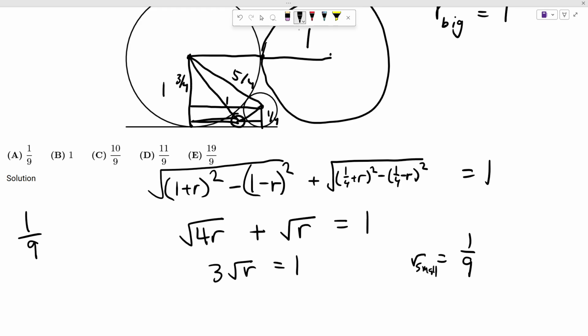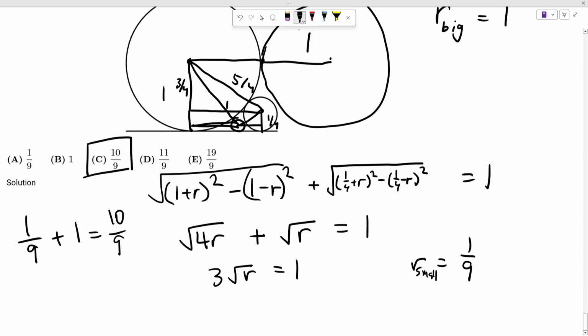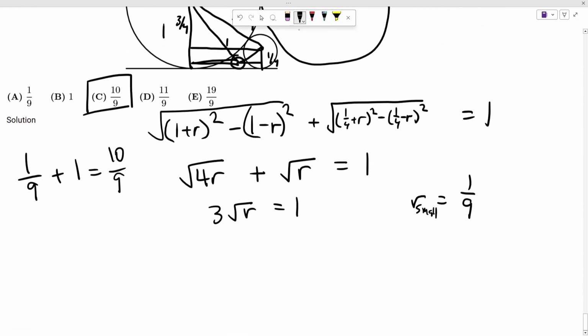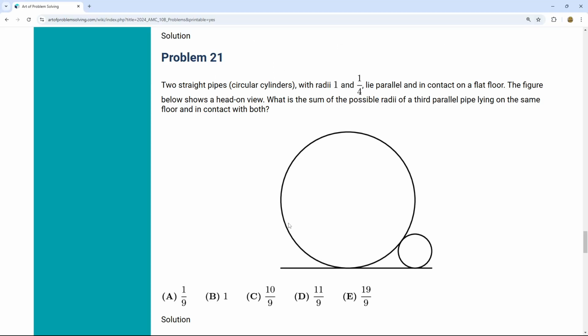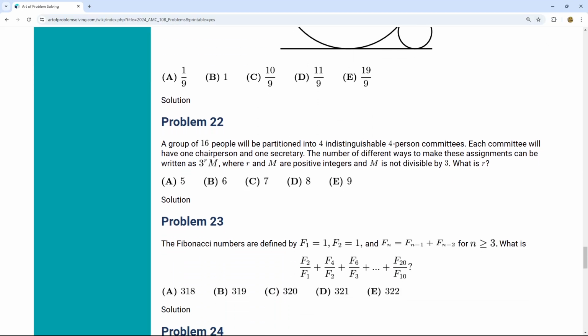So our sum is 1/9 plus 1, which we found earlier right here, for a total of 10/9. I believe the theorem for this is called like Descartes' circle theorem, but I never bothered to learn it, so you can always derive it. It takes a bit of time though.